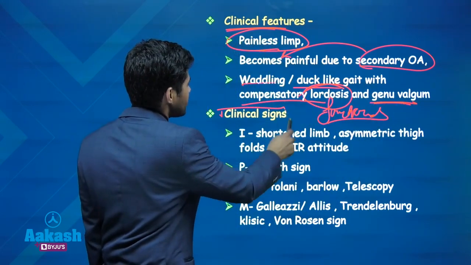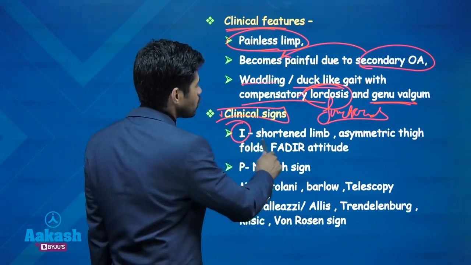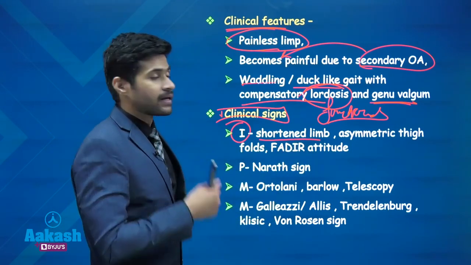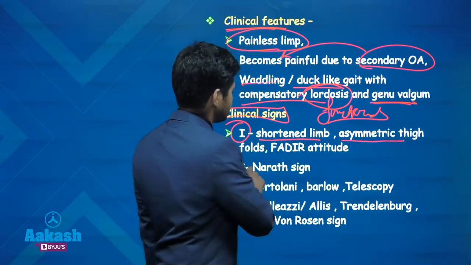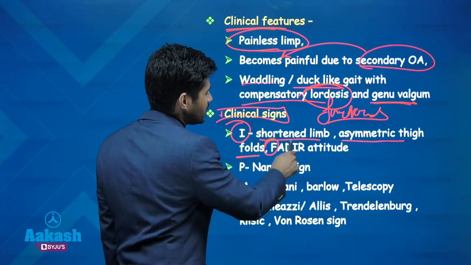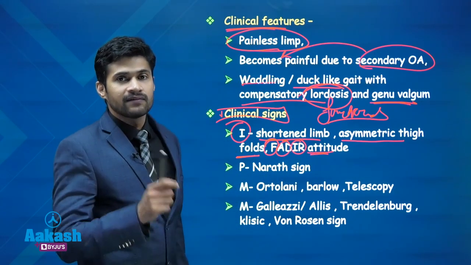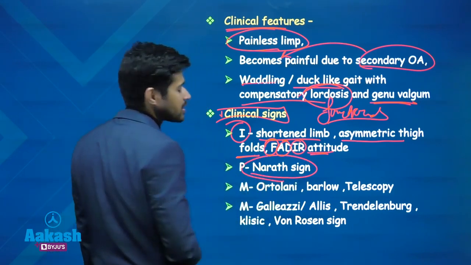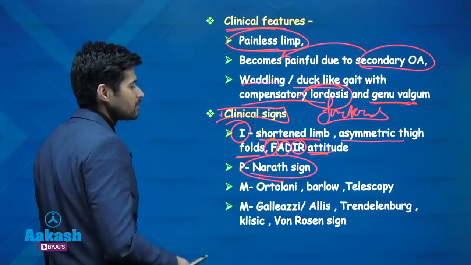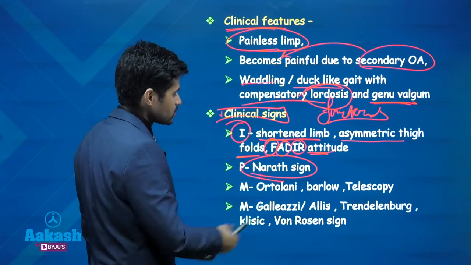And what will be the clinical signs? On inspection, there will be a shortened limb because of proximal migration of femur in a dislocated hip, asymmetric thigh folds, and a flexion, adduction and internal rotation attitude. On palpation, we feel feeble femoral pulses. That is called Narath sign, vascular sign of Narath. The femoral pulses are feeble because the underlying bony femoral head is missing for the palpation.